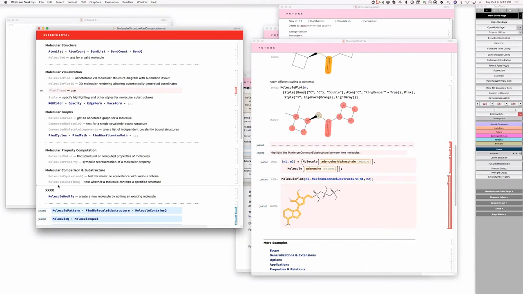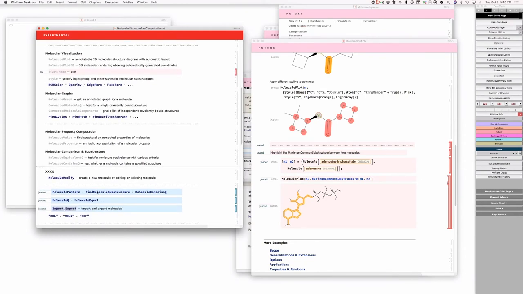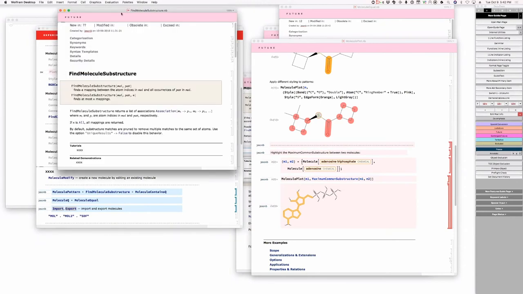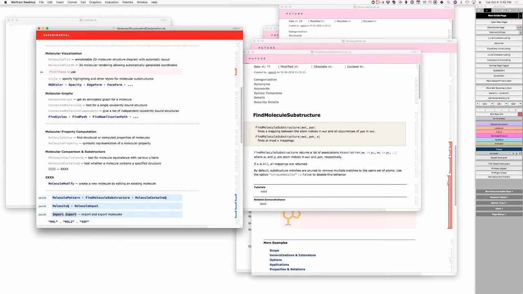Okay, going down here, molecular comparison. Okay, so now we have FindMoleculeSubstructure. Can you describe what that does? So it finds the substructure in a molecule and returns an association mapping the indices from the molecule to the substructure. But obviously it needs to be shorter than that. Find the location of a substructure in a molecule. Find where a substructure occurs in a molecule. Yeah.